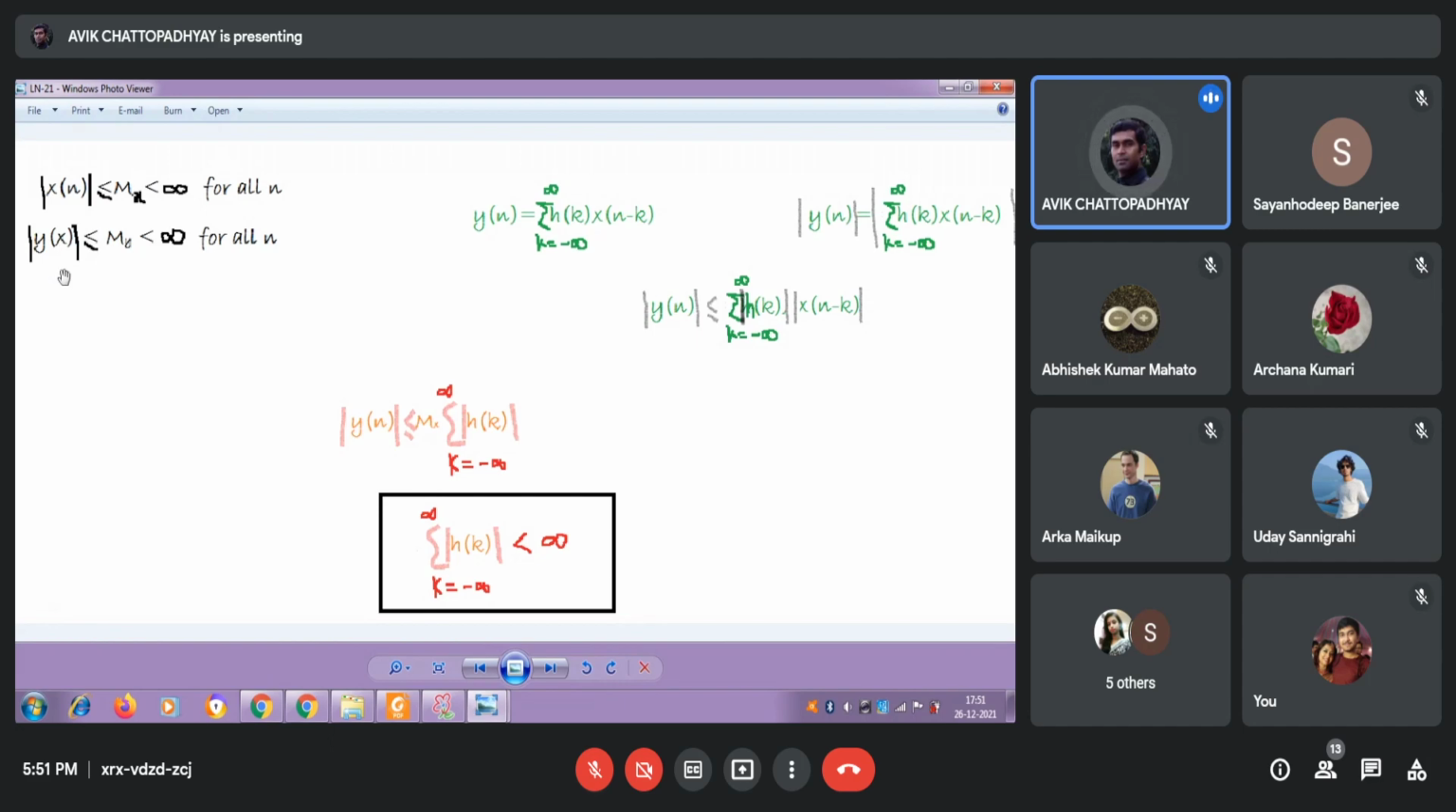Sorry, I wrote x, that was a mistake, it should be n. Please correct that, it is y of n. So the absolute value of y of n should be less than or equal to, again suppose, My, and again My may be another finite number which is less than infinity, of course, and that will also be true for all the values of n. That means every sample in the output must follow this condition. If this happens, then my system is BIBO stable.